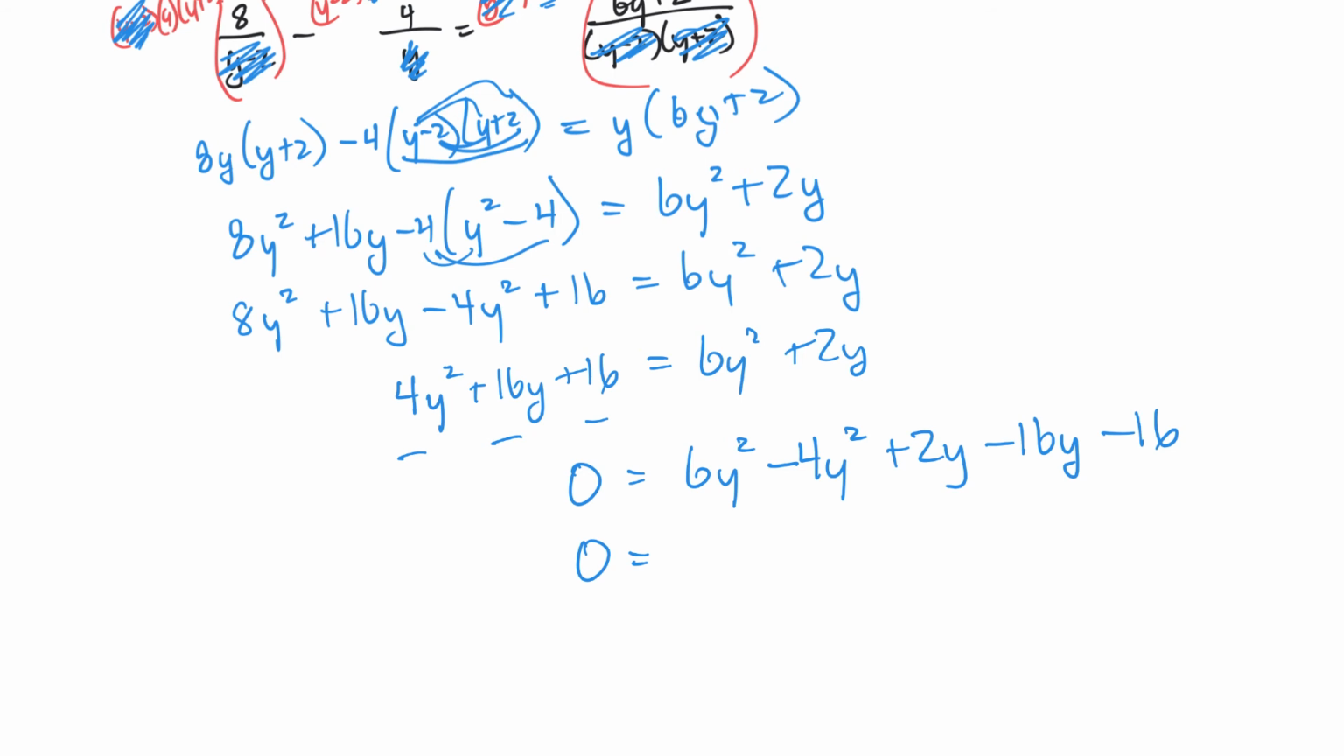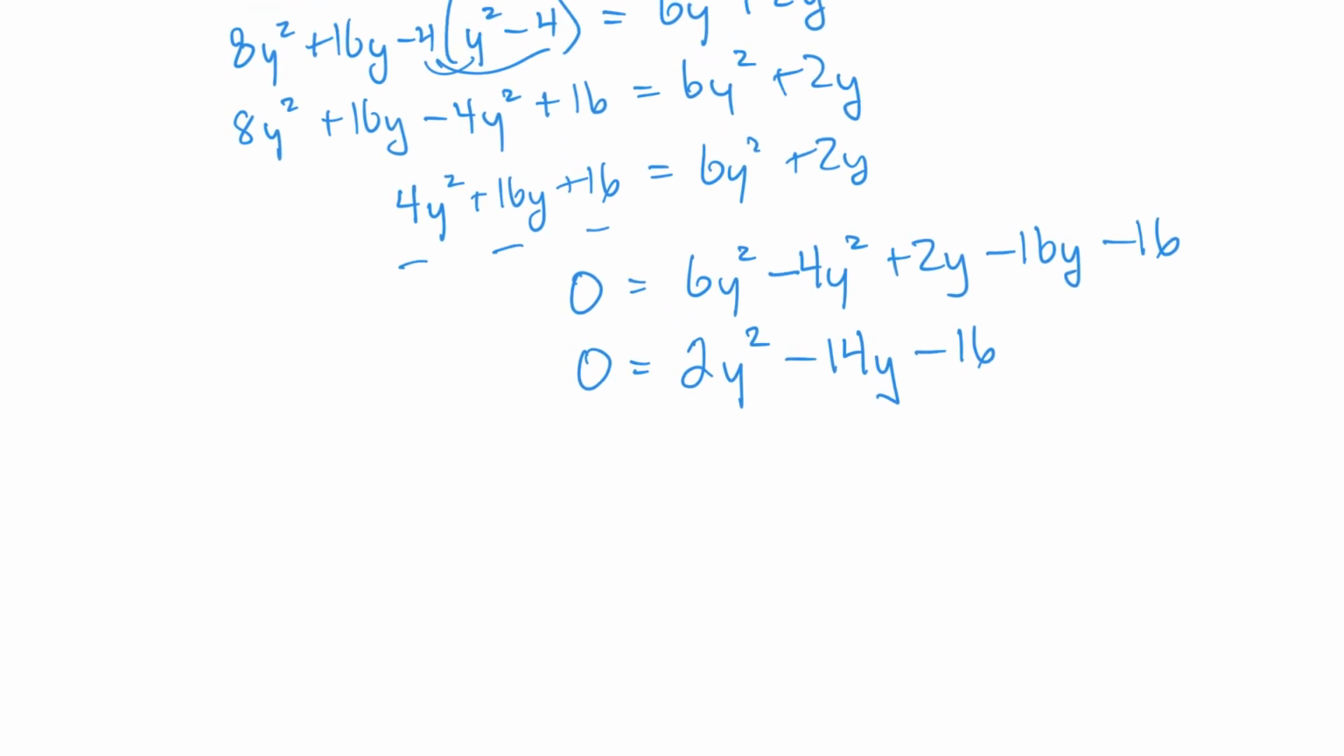Then 0 is equal to 2y squared minus 14y minus 16. Hopefully that's right so far. Now, 2 is a common factor, so I can divide everybody by 2. So I get 0 is equal to y squared minus 7y minus 8.